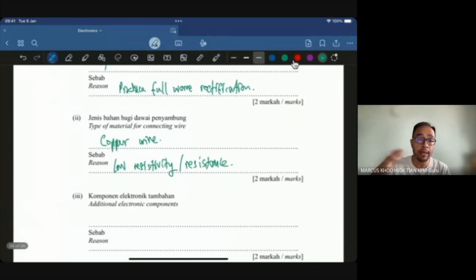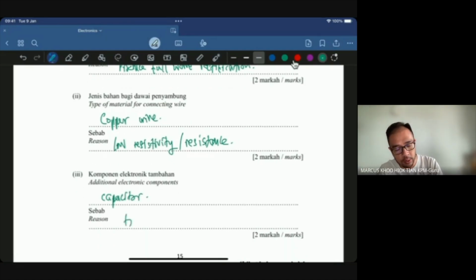I hope that by now you're used to the idea that as long as you say copper wire, low resistance, copper wire, low resistance, so that you know. Additional electronic components: if you've been following our discussion from the beginning, we always said the additional one is either a diode or a capacitor. The function of the capacitor is to smoothen the output current.